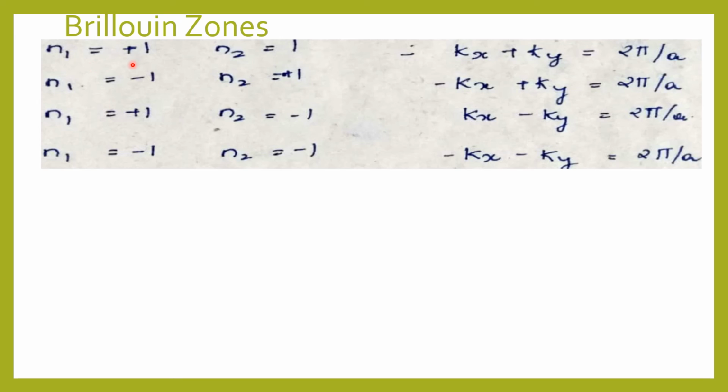That is in this form. First we will take n1 equal to plus 1, n2 equal to plus 1. So you get kx plus ky is equal to 2 pi by a. Then n1 equal to minus 1, n2 equal to plus 1, so that will give minus kx plus ky is equal to 2 pi by a. Then taking n1 equal to plus 1 and n2 equal to minus 1, we get kx minus ky as 2 pi by a. And n1 equal to minus 1 and n2 equal to minus 1, we get minus kx minus ky is equal to 2 pi by a.